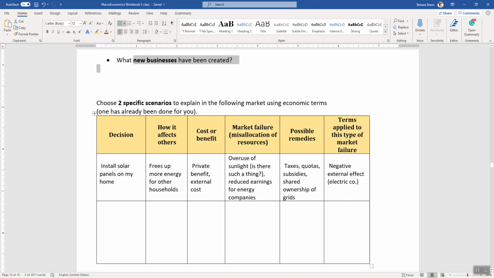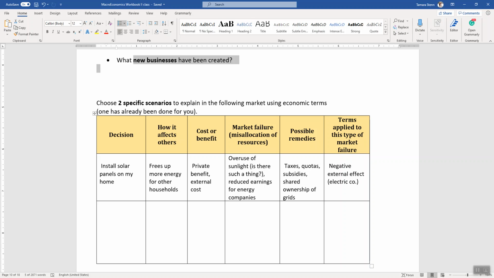What's the cost or benefit? Well, there's a private benefit for me because I'm paying less money. I'm not paying less for solar, I'm paying less for electricity. That's my private benefit. And then my external cost is, of course, I have to buy the things.